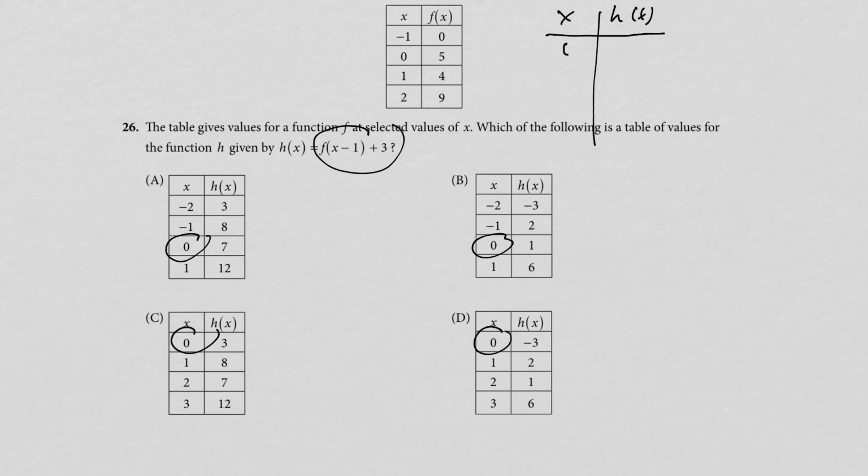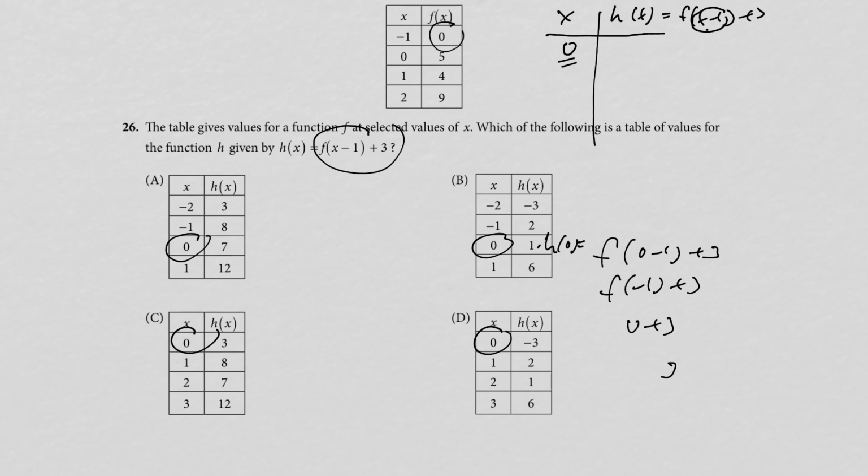So I'm going to put 0 here. Now h of x is f of x minus 1 plus 3. When x is 0, x minus 1 is negative 1. So h of 0 is f of 0 minus 1 plus 3, but f of 0 minus 1 is f of negative 1 plus 3. But f of negative 1, according to this, is 0. So 0 plus 3. So I should have 3, and that's why the answer is this.